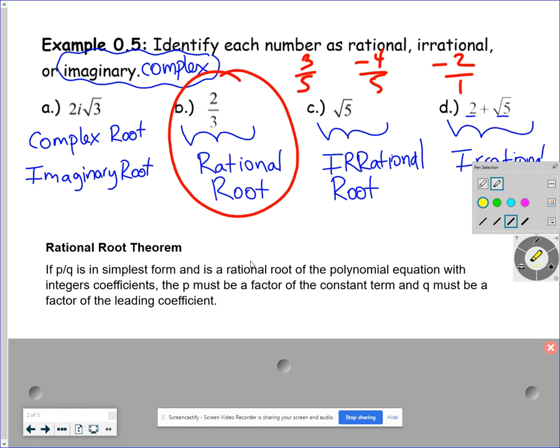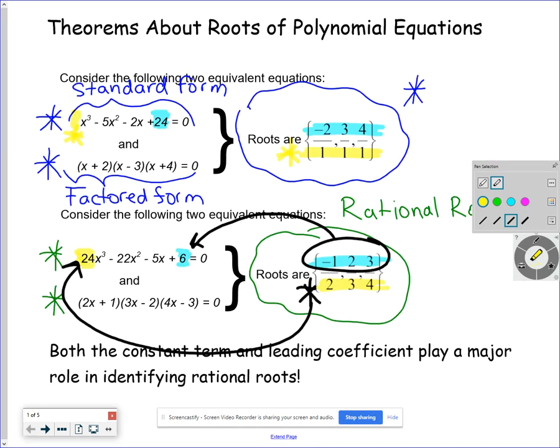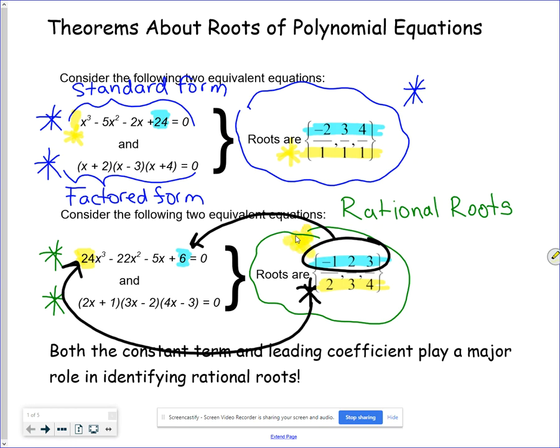P must be a factor of your constant term. And Q must be a factor of your leading coefficient. We saw that on the first screen. Remember? Go back here. Our numerator, those are factors of my constant term. And then my denominator, those are factors of my leading coefficient. This is always the case.